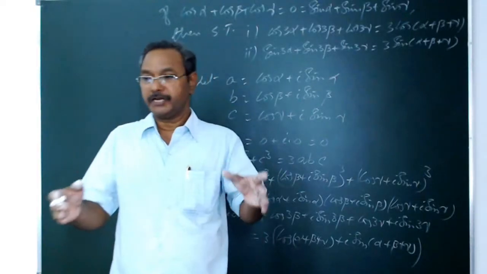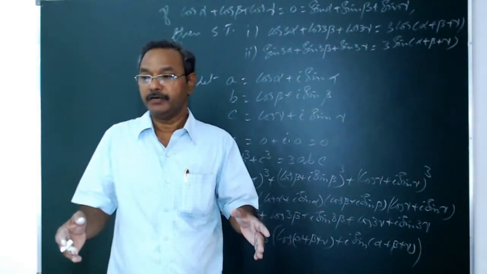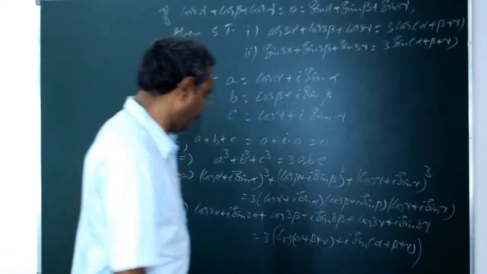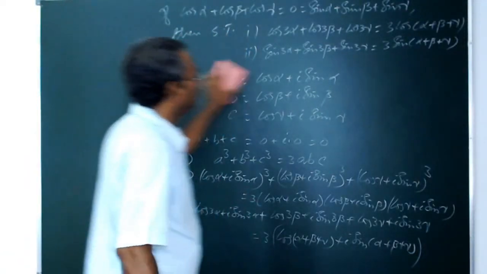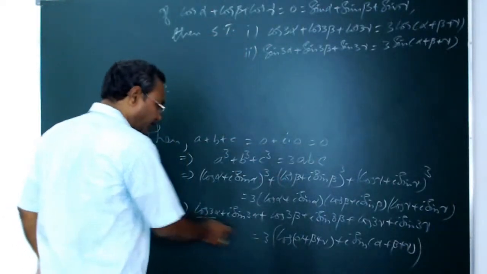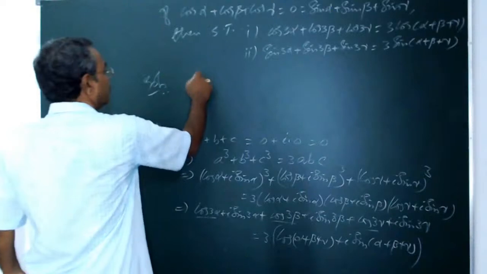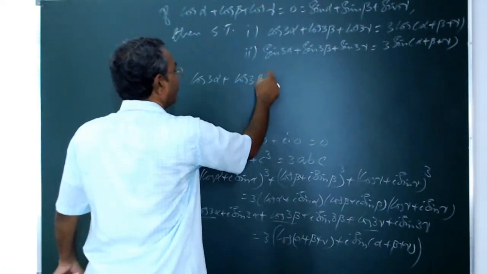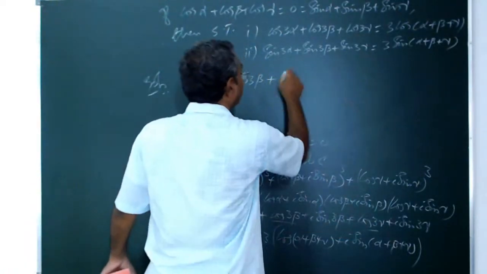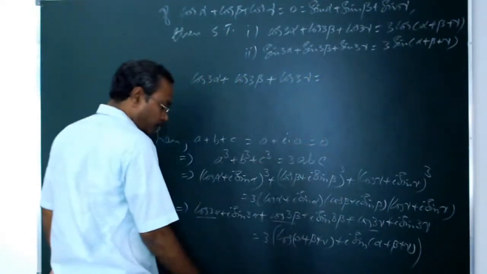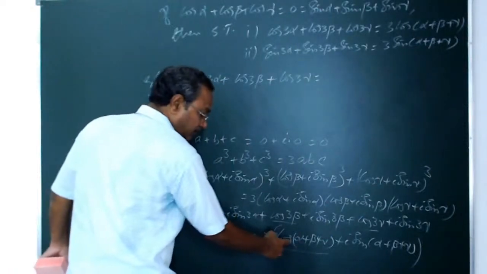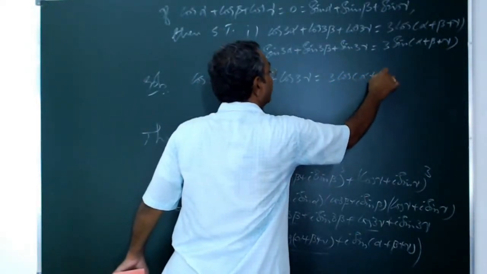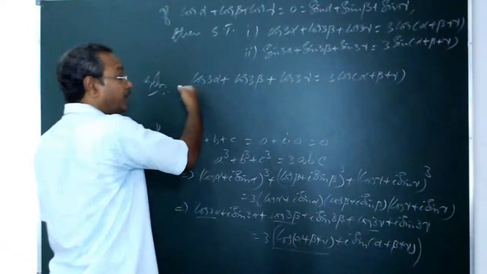So when two complex numbers are equal, naturally their real parts are equal and their imaginary parts are equal. So what is the real part of the left-hand side expression? The real part of the left-hand side expression is the sum of all the real parts, which is cos 3 alpha plus cos 3 beta plus cos 3 gamma. It should be equal to the real part on the right side, which is cos of alpha plus beta plus gamma multiplied with this 2. So it is 3 times cos alpha plus beta plus gamma. This is equating the real parts.